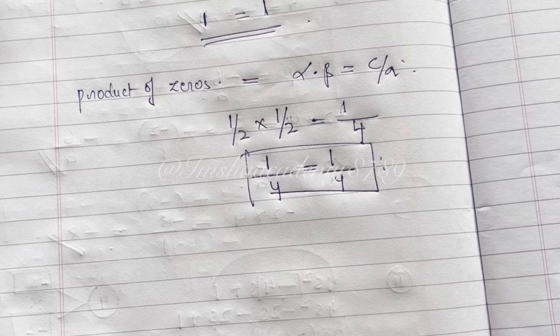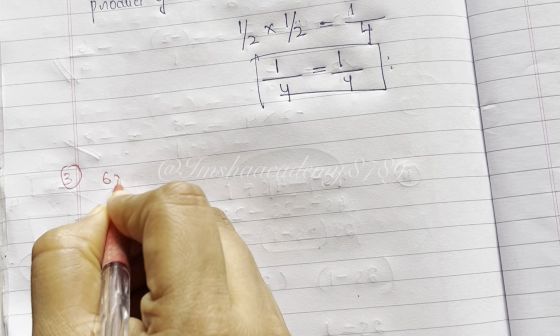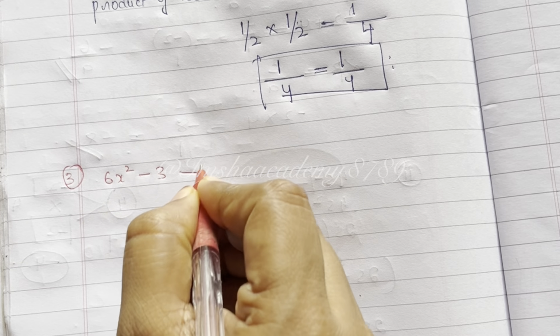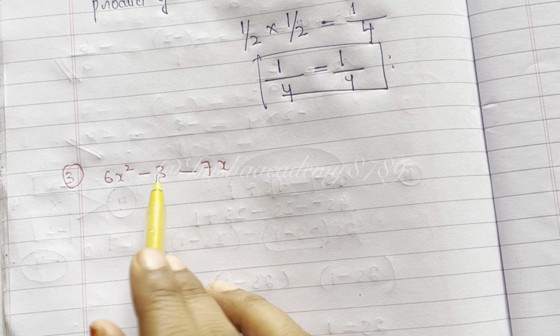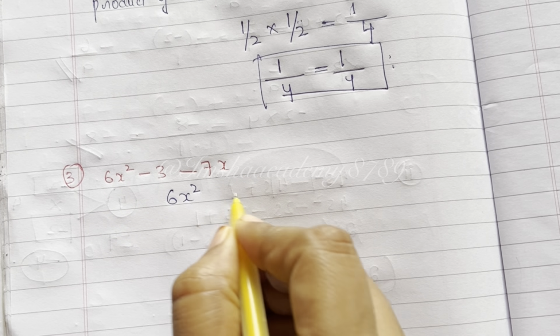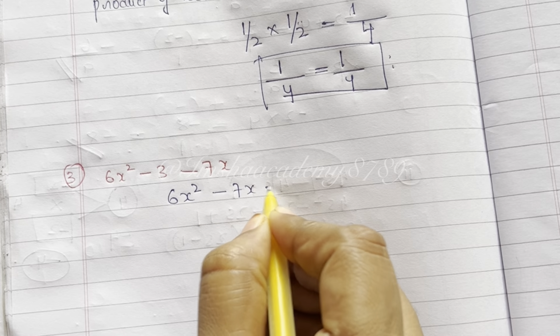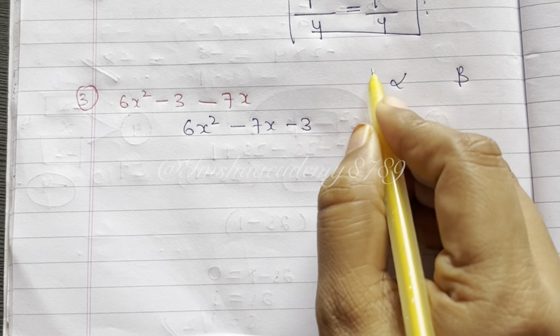Next, question number 3. 6x square minus 3 minus 7x. In this question, first we have to rewrite the equation properly. When we rewrite it, we get 6x square minus 7x minus 3. Now we need to find the values for alpha and beta.